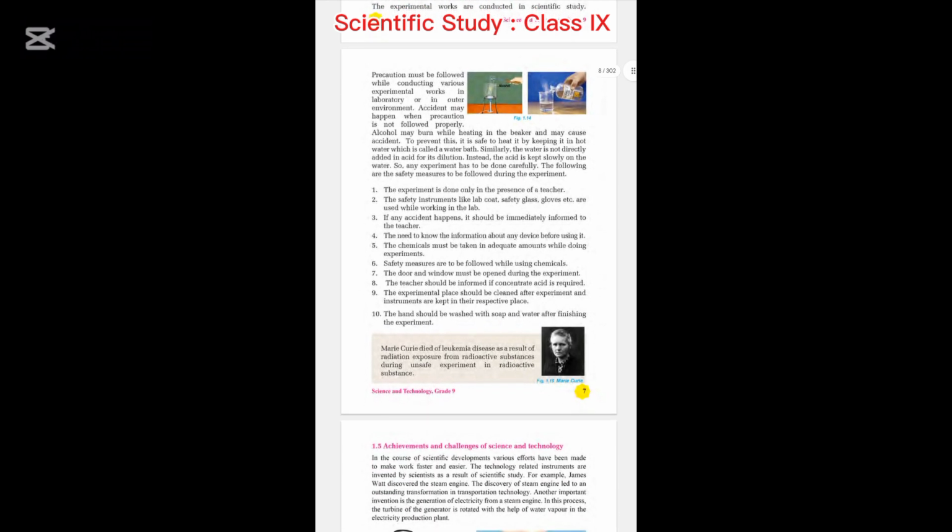Marie Curie died of leukemia as a result of radiation exposure from radioactive elements during unsafe experiments with radioactive substances.